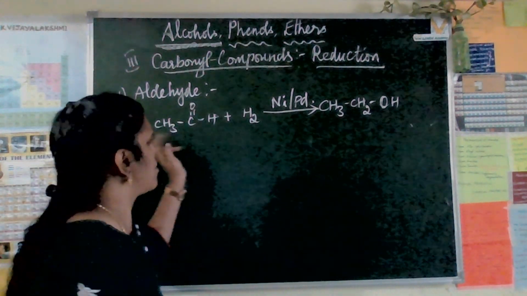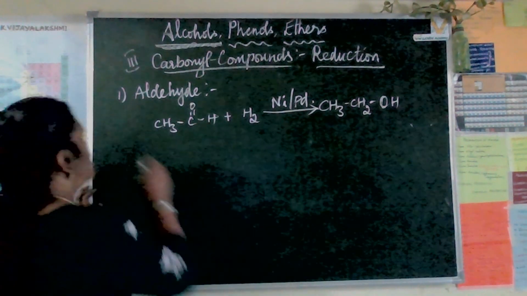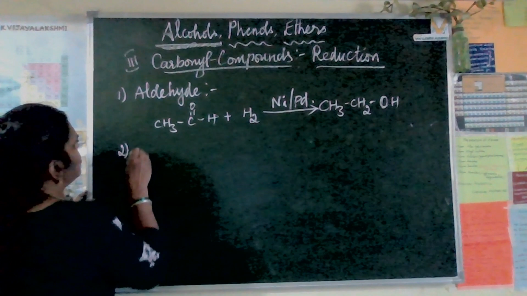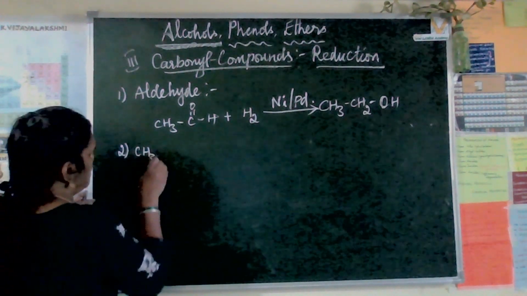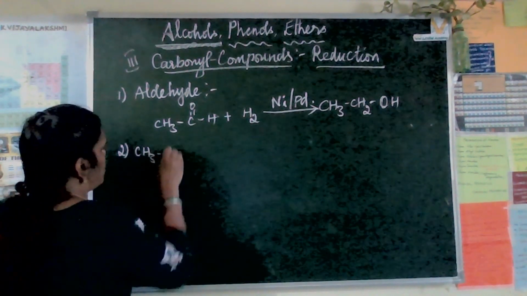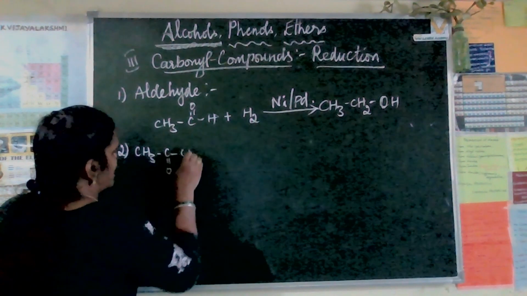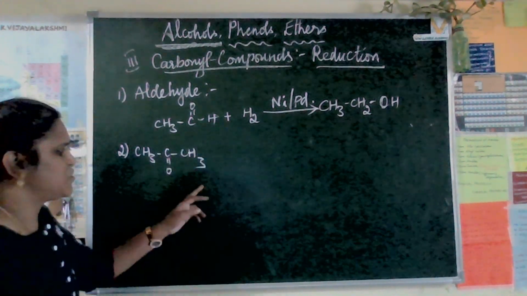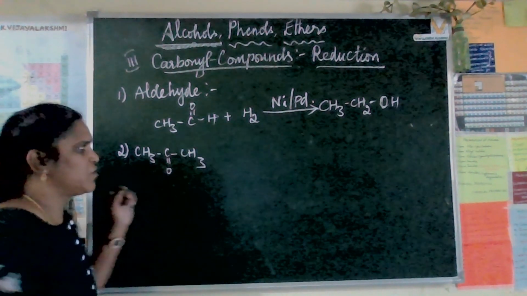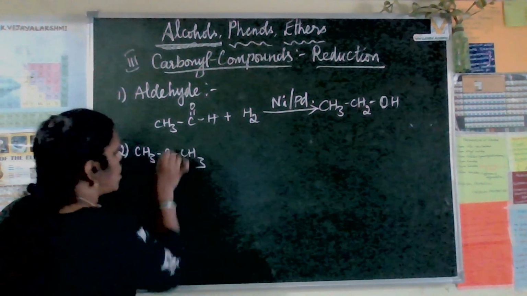So ethyl alcohol, two carbon, ethyl alcohol. Now the second one, ketone. I just take it, CH3, C double bond O, CH3. This is ketone. Acetone also you can say. Dimethyl ketone also you can say. So this is also a carbonyl compound.